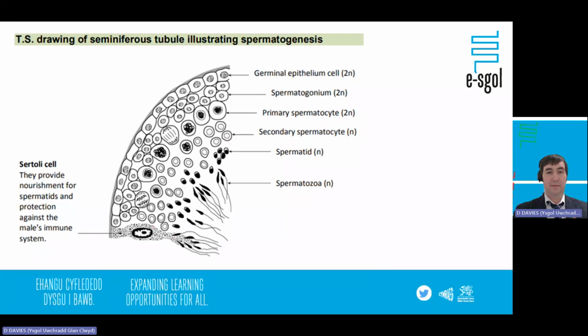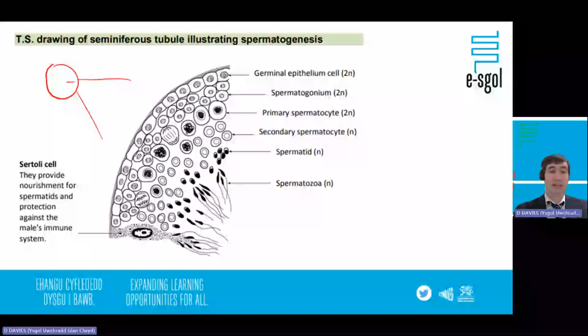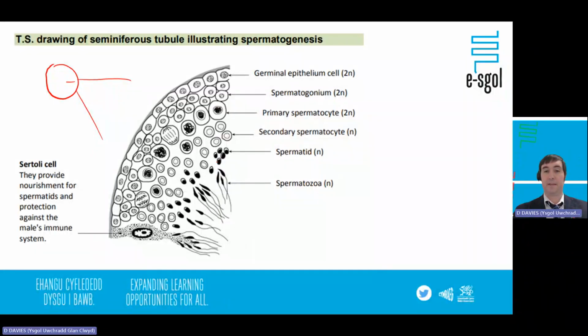Also heading through the seminiferous tubule, if that's the tubule, this is just a cross section of one piece. You do have running down here these Sertoli cells. So the Sertoli cells provide nourishment and protection against the immune system. Because again, these are going to have a different genetic makeup to the organism, aren't they? These are going to be haploid. These are going to be different genetically to these ones here. So they need some protection from the immune system because of that.